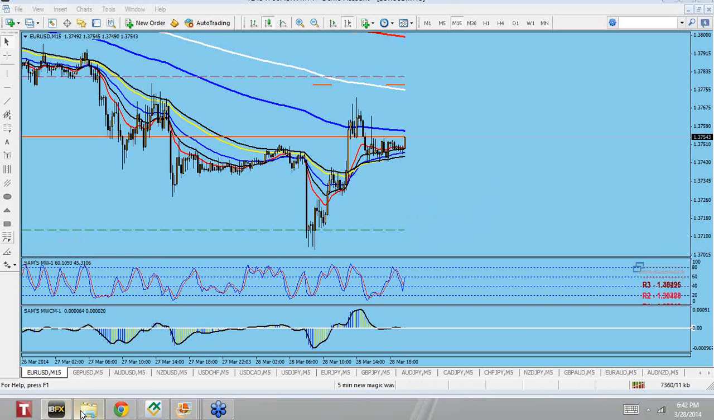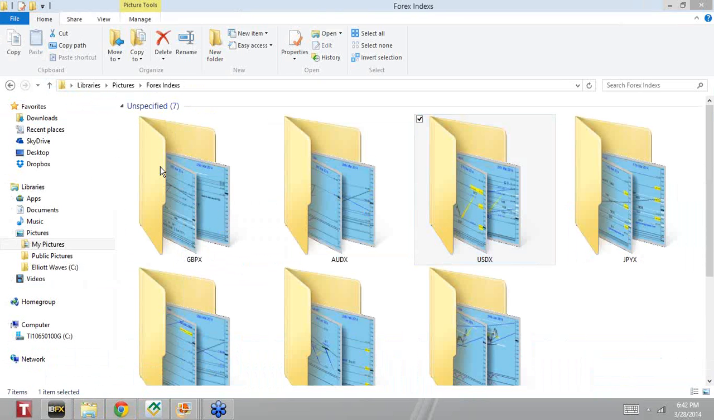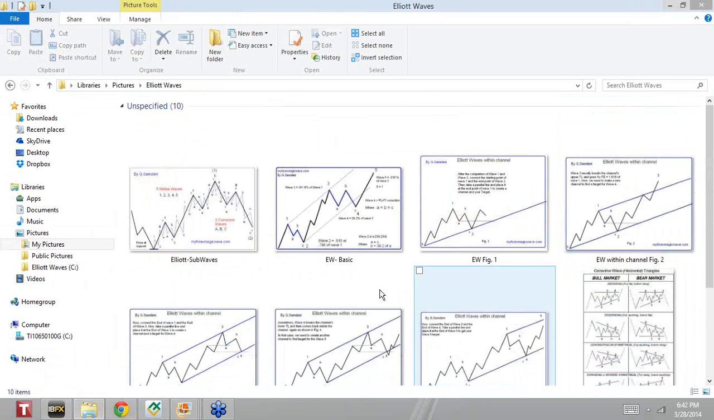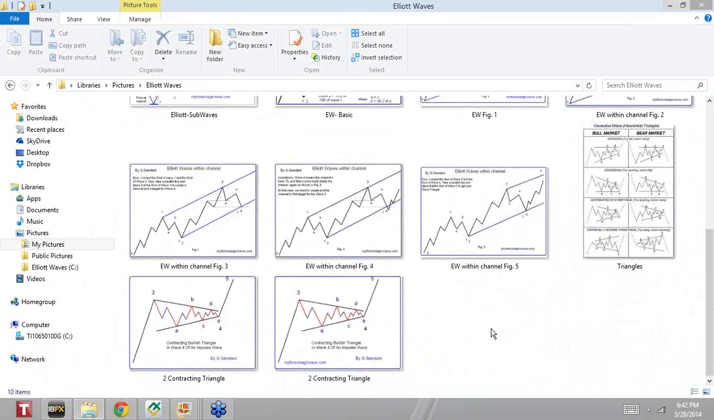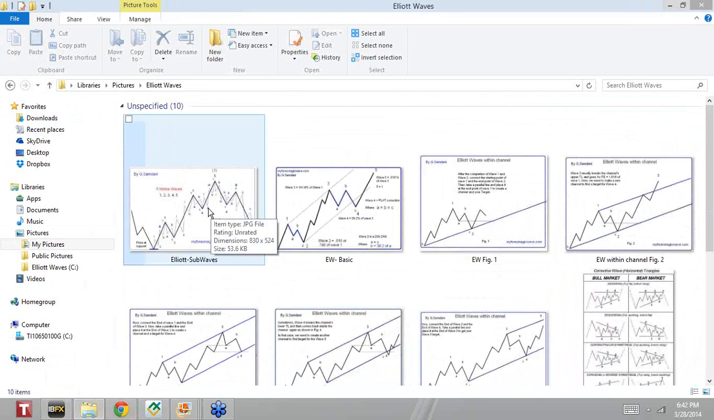I've been showing this in every webinar, but I know there are a lot of new people here, so it will be helpful for them. If I can just quickly open that up. Okay, let me show you here. This is like Elliott wave. This is what it is.